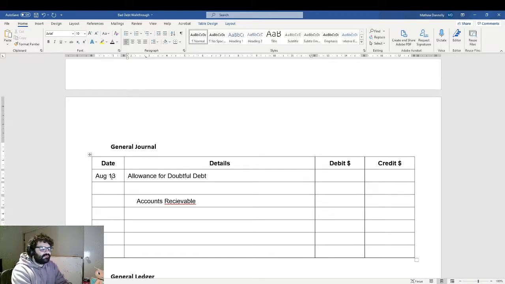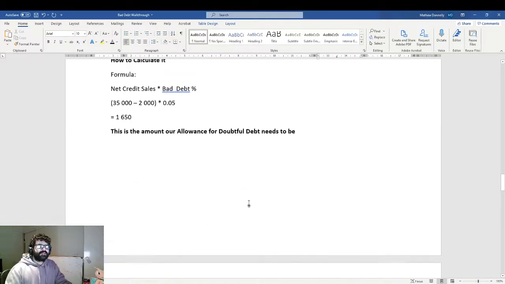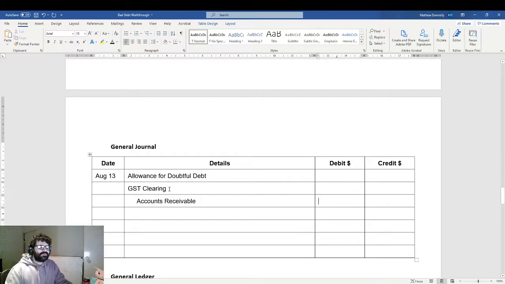Now, part of that is we need to include the GST. If we're saying we're not getting this money back, that actually includes the GST we're never going to receive. Normally when we do credit sales, we work on the assumption we will receive GST clearing, so that's where that works. So allowance for bad doubtful debt will be out without GST. GST clearing will be 10% of this amount, and the total will be on the accounts receivable.